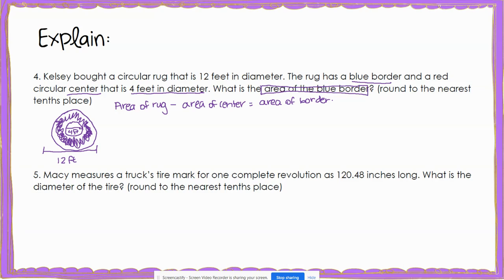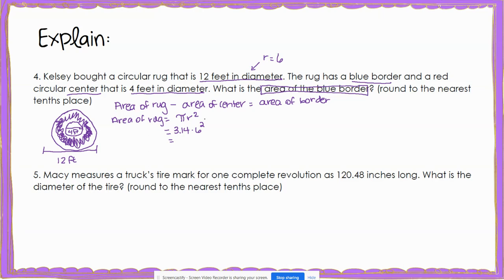So let's first start with the total area of the rug. Well, I know that the formula for area is pi times radius squared. Well, this did not give me the radius, it gave me the diameter. But if the diameter of the rug is 12, then that means that the radius is half of that. So the radius is 6. So I'm going to plug in 6 for radius, so this will be 3.14 times 6 squared.